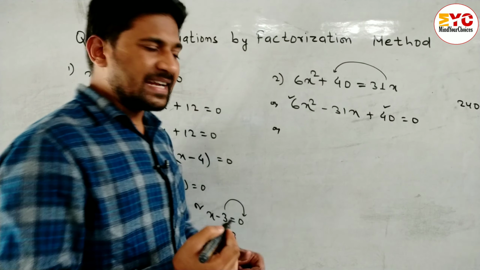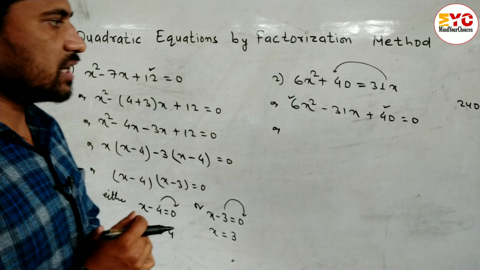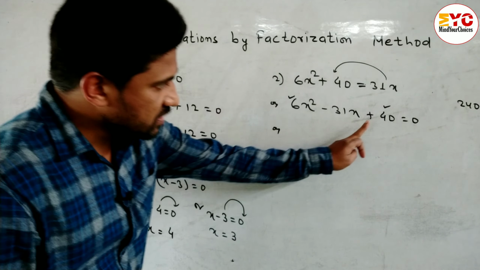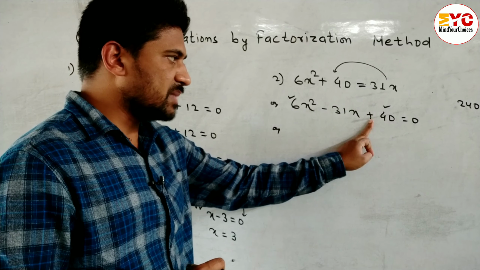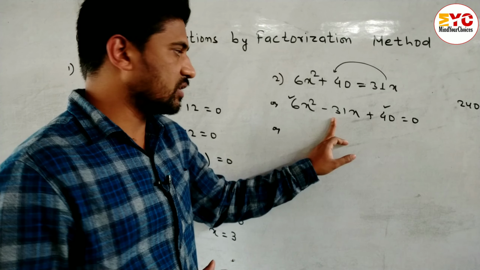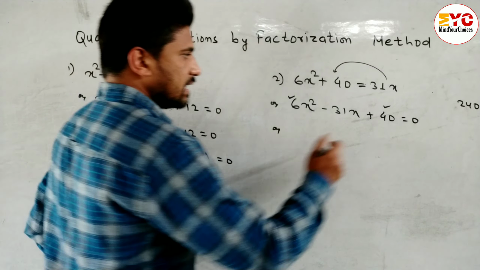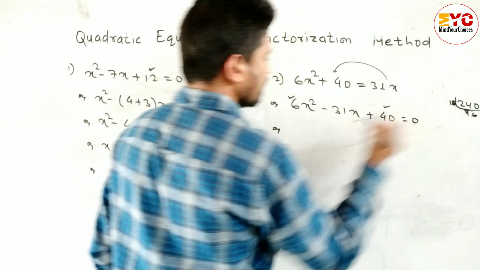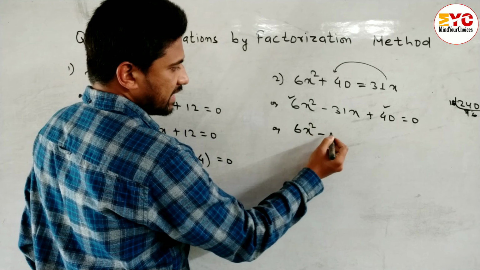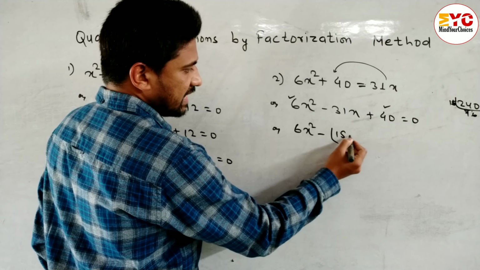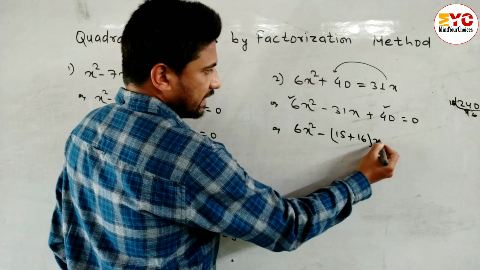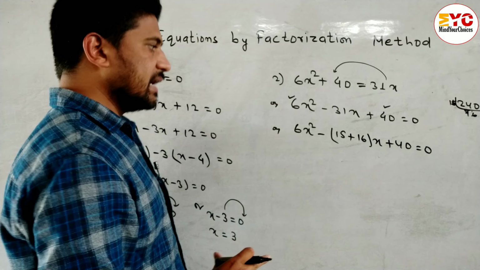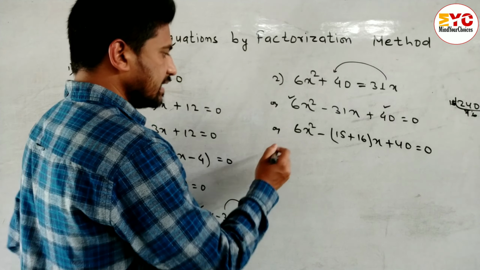Now we have to find numbers whose multiplication is 240 and addition is 31. This one is minus 31x, so the sum is 31; if here is minus, then the difference is 31. We have to find like that. Okay, the numbers are 15 and 16. Yes, 15 and 16. So 6x square minus (15 plus 16)x plus 40 is equal to 0. 15 into 16 is 240, and 15 plus 16 is 31.